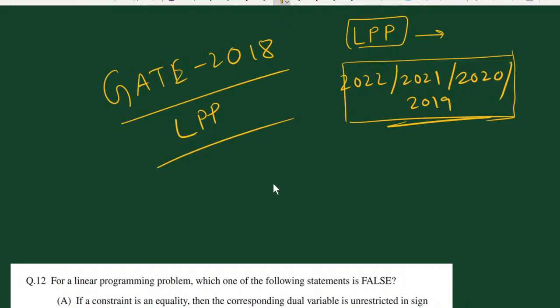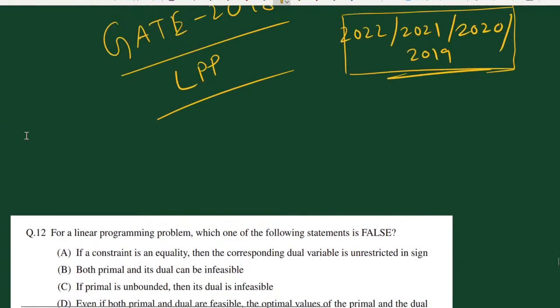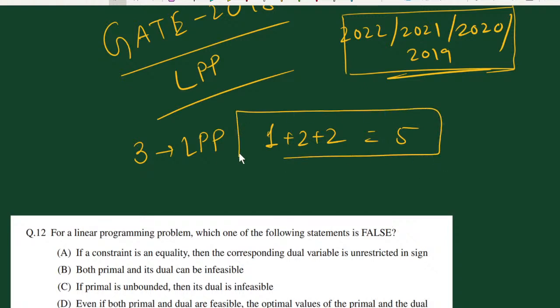Okay, so let us start to solve the questions. And one more thing is that in GATE 2018 there are 3 questions that come from LPP. One is of 1 mark and 2 questions are of 2 marks. Therefore a total of 5 marks come in GATE 2018.